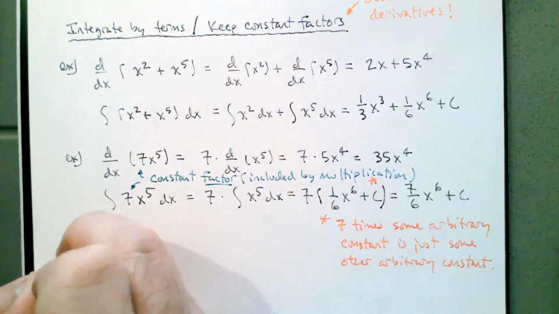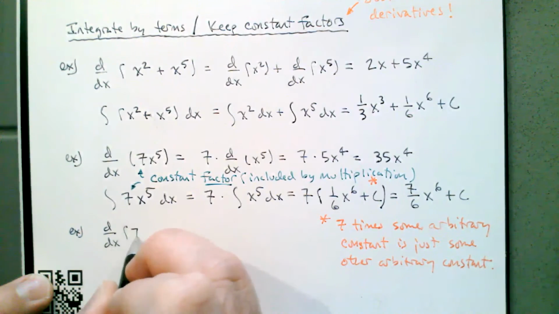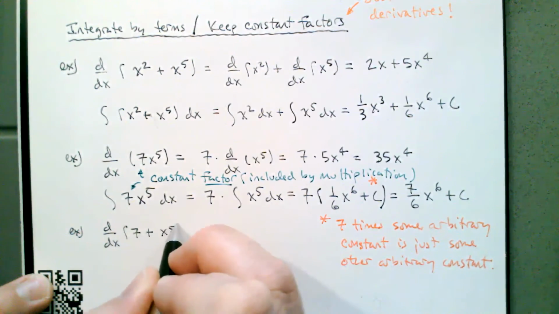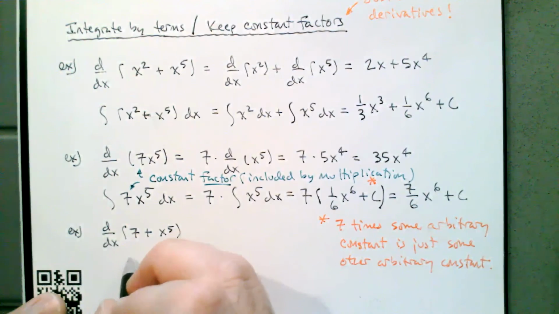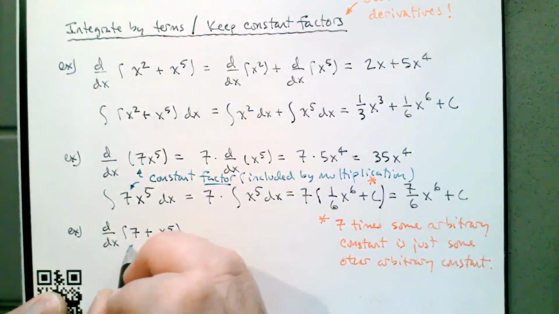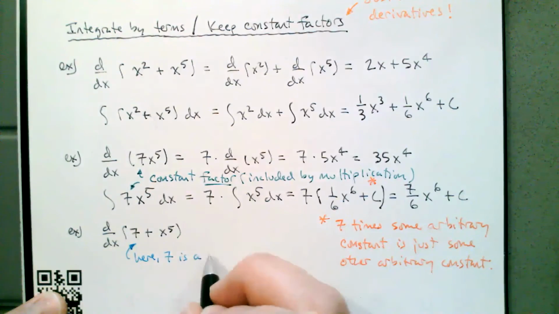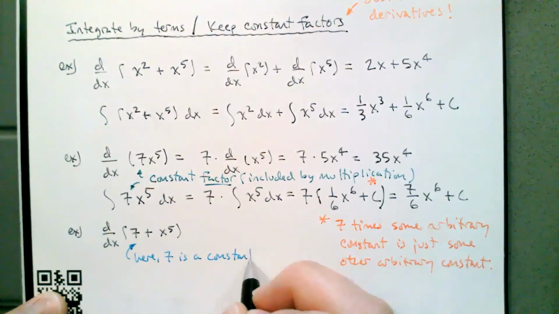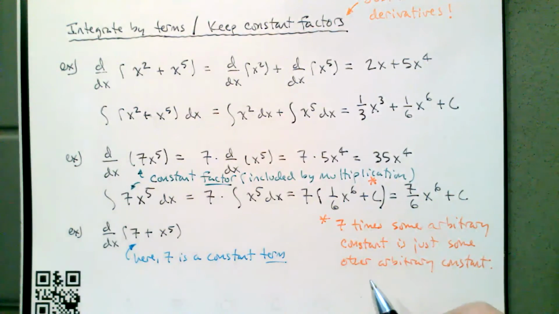So for example, if instead the function was 7 plus x to the fifth, here the 7 is a constant term, and the derivative of a constant term is 0. So here the 7 is a constant term. It's included by addition.